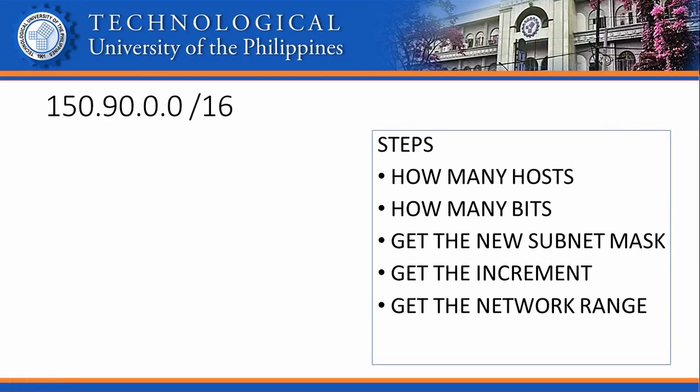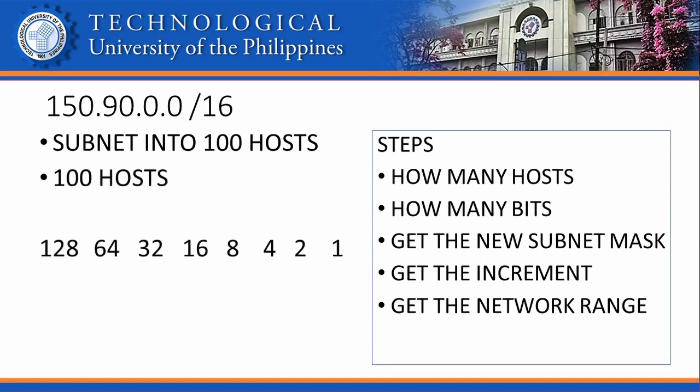By looking at the IP address, anong class siya belong? 150.90.0.0/16. It is a class B, okay? It is a class B IP address. We have to subnet it into 100 hosts. So for step 1, we have 100 hosts. And for step 2, how many bits?